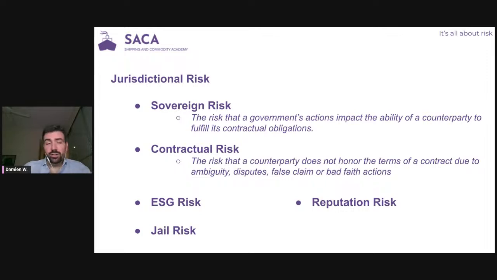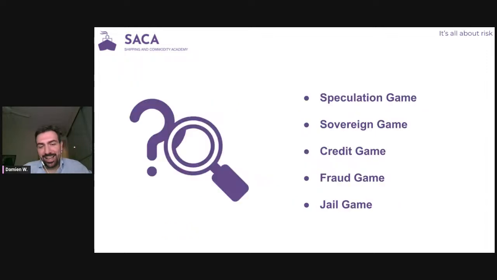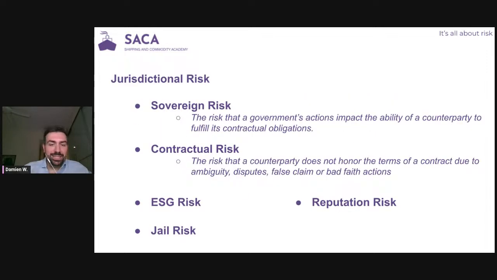Jail risk: some traders don't care about going to jail, so they will take the jail risk when other people won't. Yeah, so basically this is just to tell you that there's a lot of different types of risk. I would say there's even like 100 different types of risk when you deal with international trade.